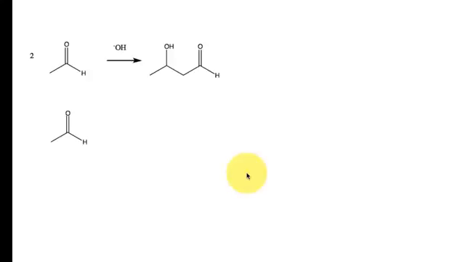In this chem activity, we will be looking at the aldol condensation. The aldol condensation is the reaction shown on the screen, in which two aldehyde molecules condense together, or combine together, to make one larger molecule.